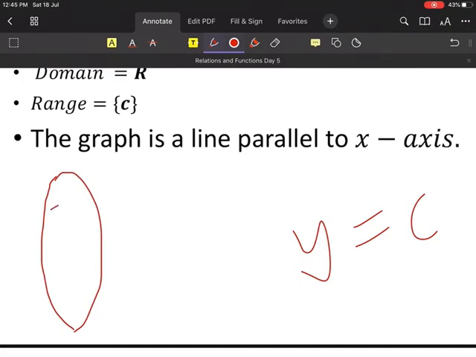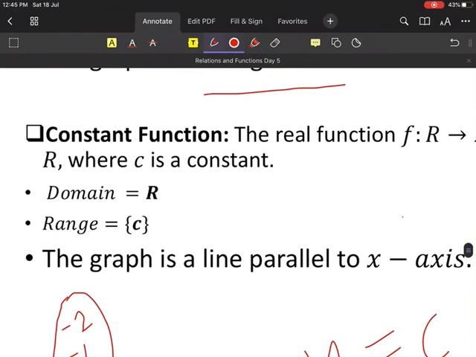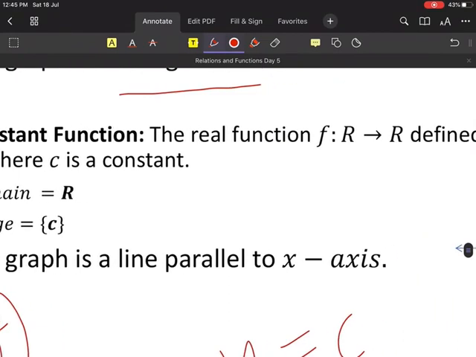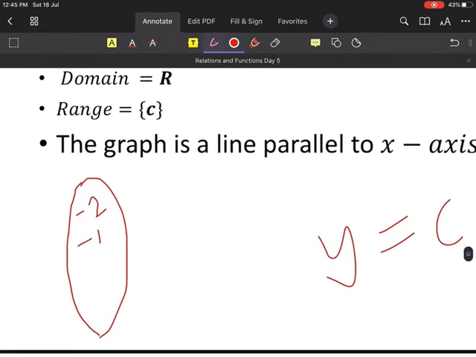If I draw an arrow diagram, this set is what? Real numbers, right? I will write -2, and so on. Why is this real numbers? Because the domain is real numbers, and the codomain is also real numbers. This is the domain, that's why real numbers.